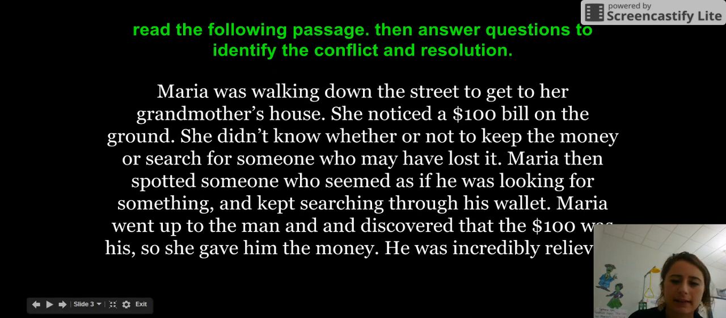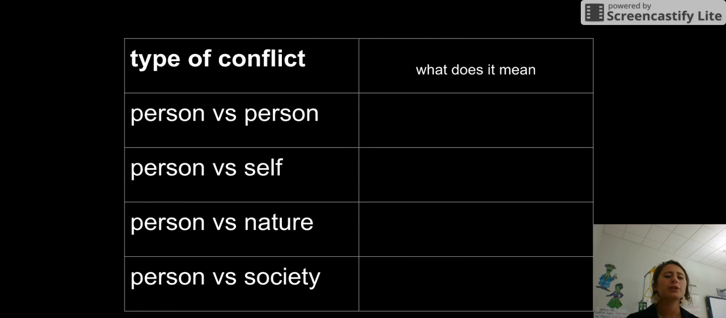So again, be really careful. The resolution is not that he was incredibly relieved. A lot of people get tripped up there. The resolution, which is the actual solution to the problem, is that she gave him the money, right? That was how she solved this problem. So there's more than one type of conflict.